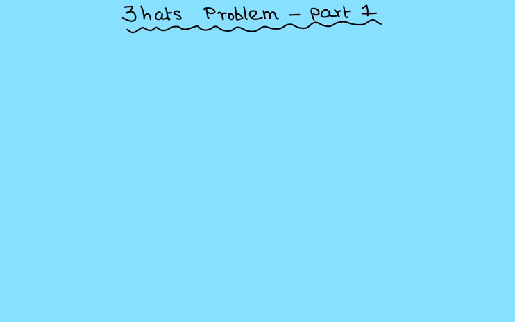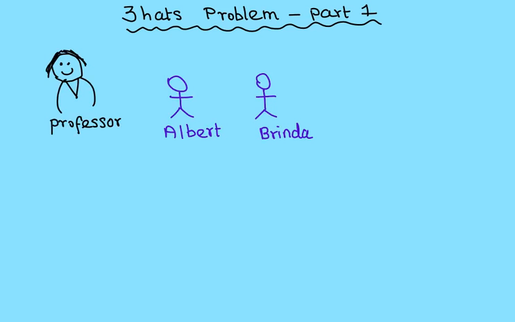Let me call this puzzle the 3 heads problem. There is already a famous 3 heads problem, but this one is different. Anyway, let us call this the 3 heads problem. The puzzle is as follows. Professor Joseph calls his 3 students Albert, Brinda and Cain. He puts a hat on each of their heads.